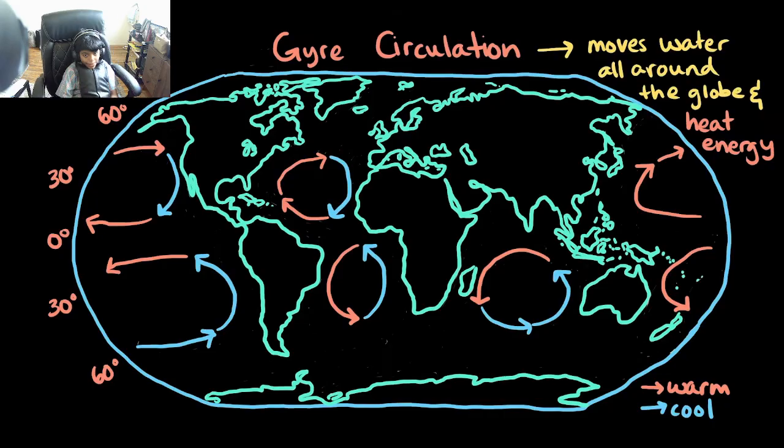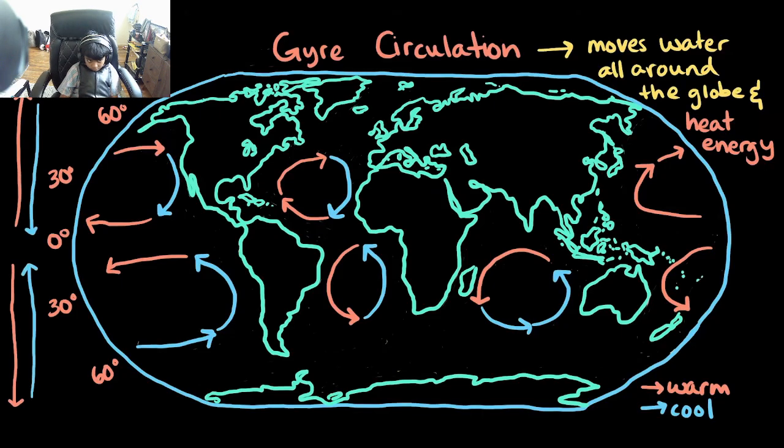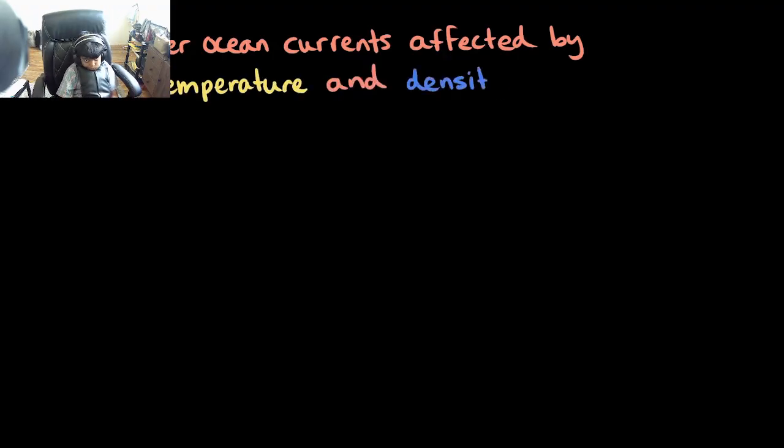Water is pretty good at holding onto heat it absorbs from the sun. So, as the water in our oceans moves around the world through this gyre circulation, the water also carries heat. Here, warm water generally moves from the equator to the poles, and cold water moves from the poles to the equator. But the ocean has other deeper currents that are affected by differences in temperature and density.